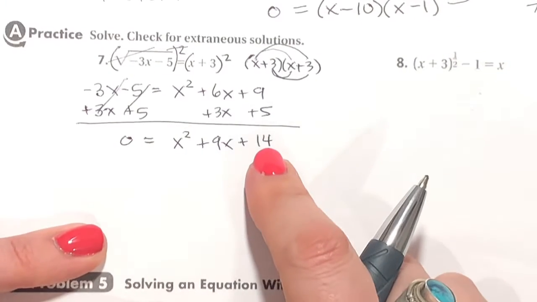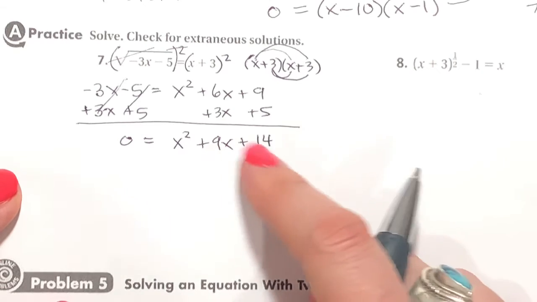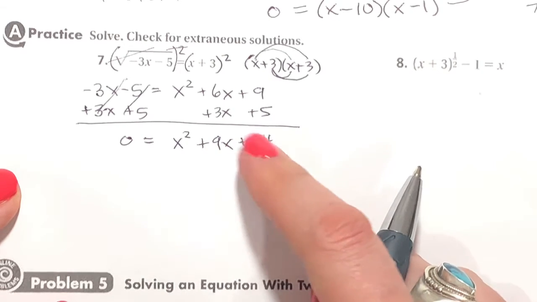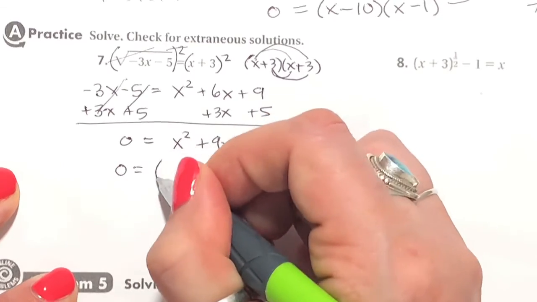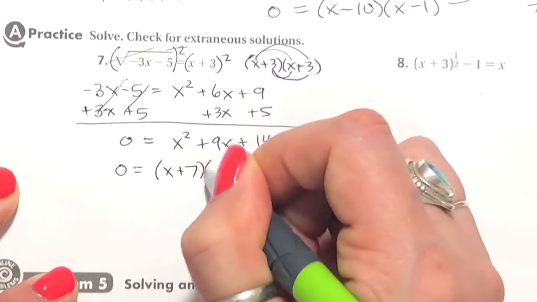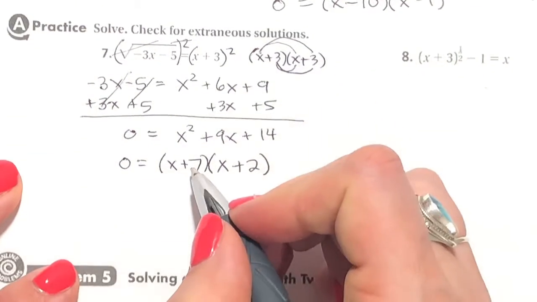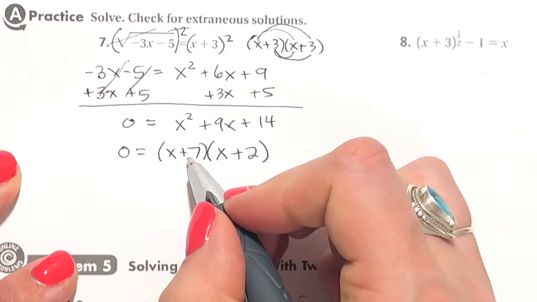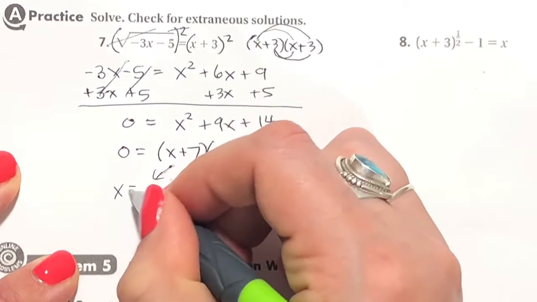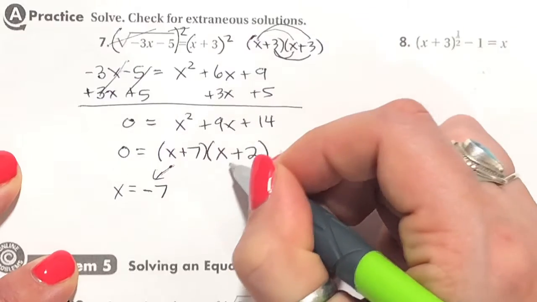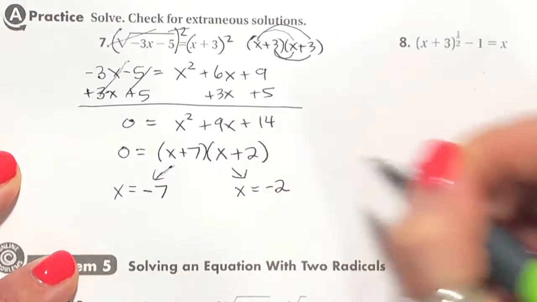So think of what multiplies to be 14 but adds to be 9, and that will be 7 and 2. So 7 times 2 is 14. 7 plus 2 is 9. So we get 0 will equal x plus 7 times x plus 2. So our solutions, again, the shortcut is just to switch the sign. If this is x plus 7, then our solution will be x equals negative 7. And if this is x plus 2, our solution will be x equals negative 2.